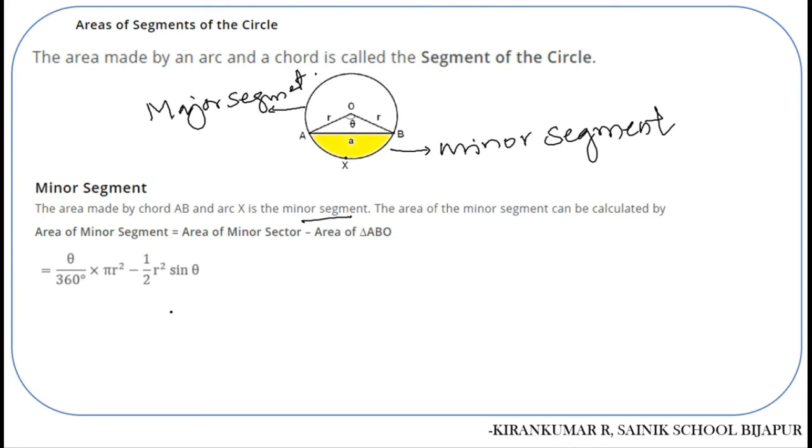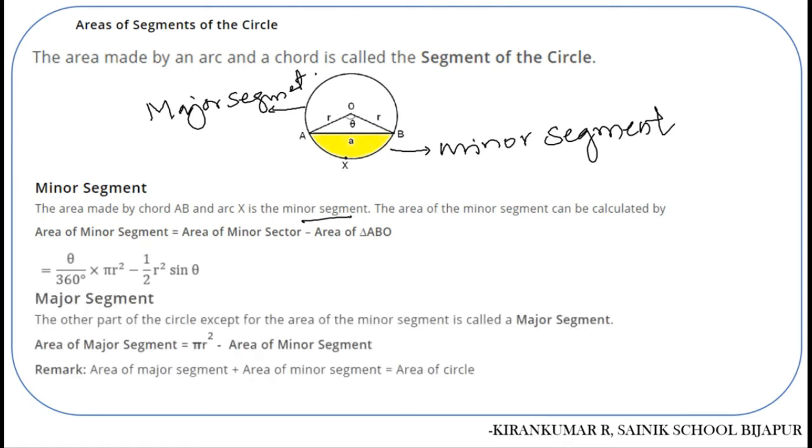In the earlier discussion, we learned theta by 360 into pi r square as the area of the sector, minus half of r square sine theta. For a major segment, we need to subtract the area of the minor segment from the area of the circle to get the area of the major segment.